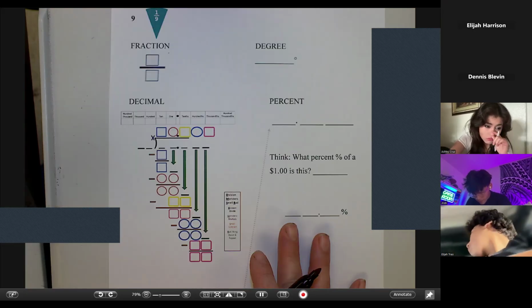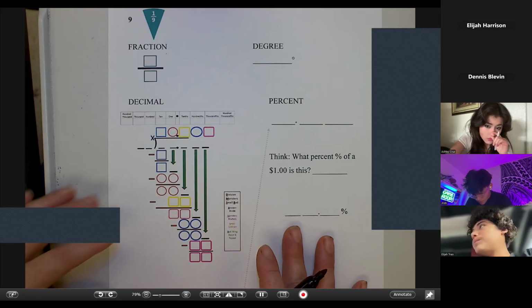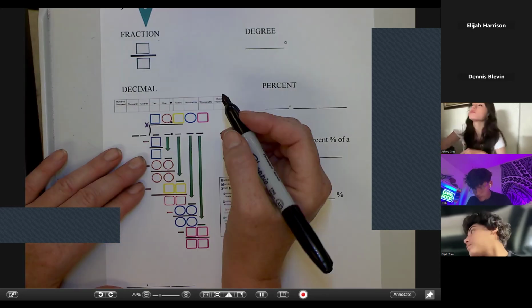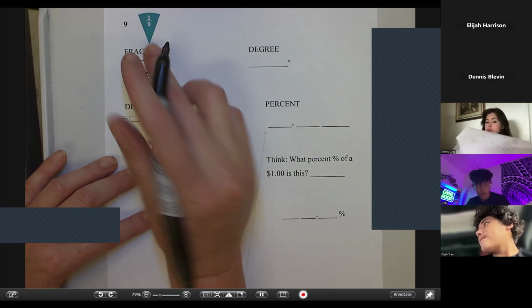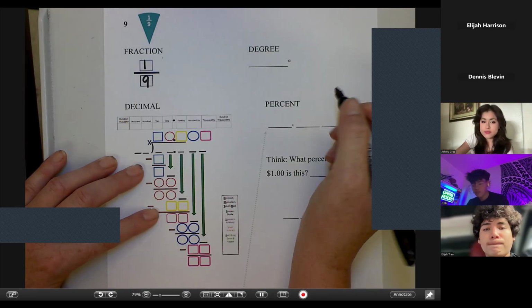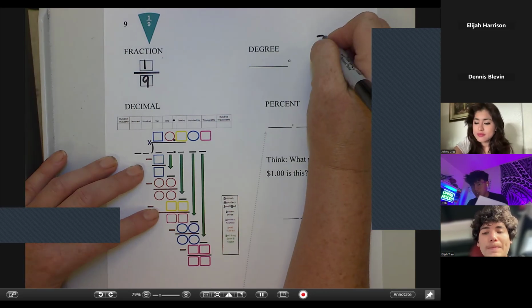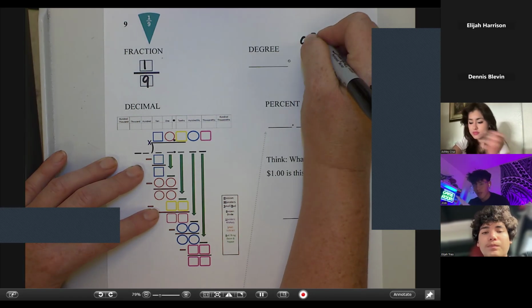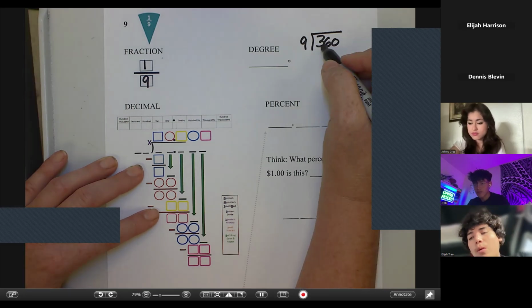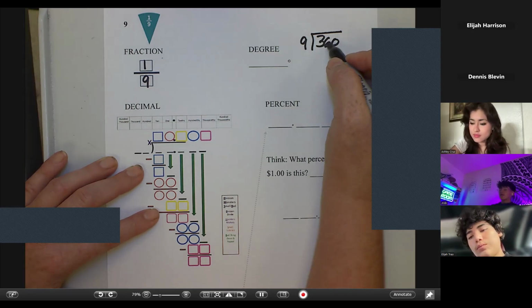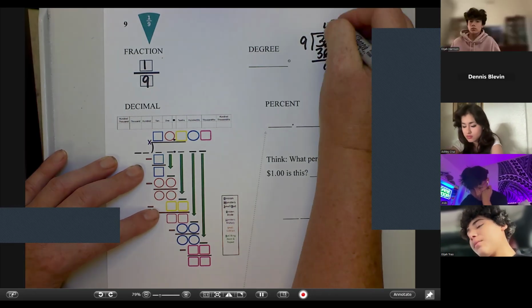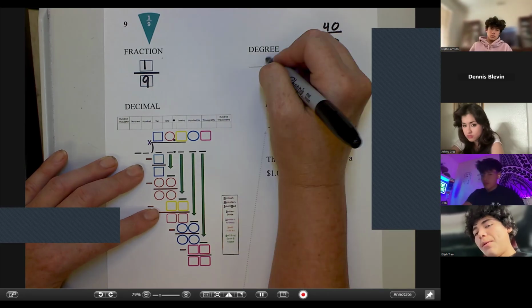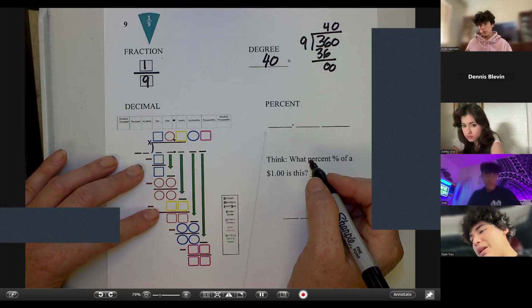We're going to do 9 together, 10, and 12. And then you're going to backtrack and do 4, 5, and 6 on your own. Okay, so 1/9 looks like this. Those of you who don't have your fraction circle, we're just going to go 360 divided by 9 right here. 3 does not go into 3, but it does go into 36, 4 times. I want to see this math. So it's 40 degrees.